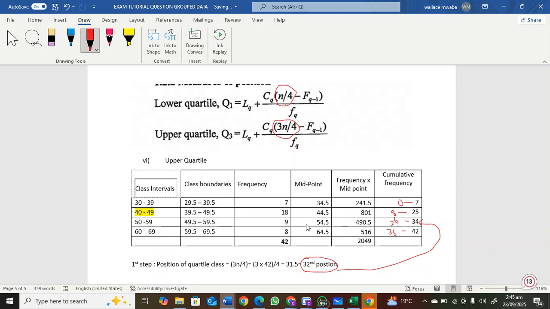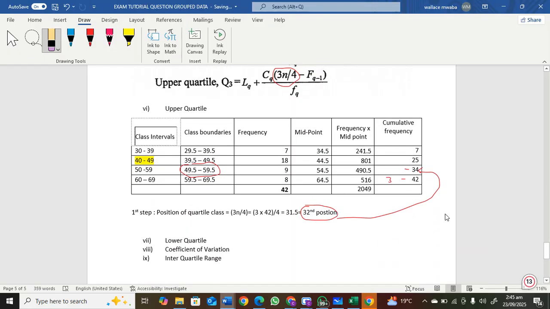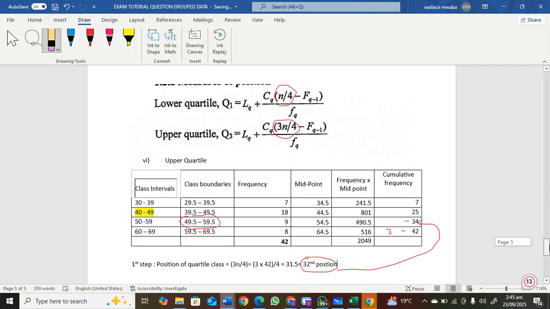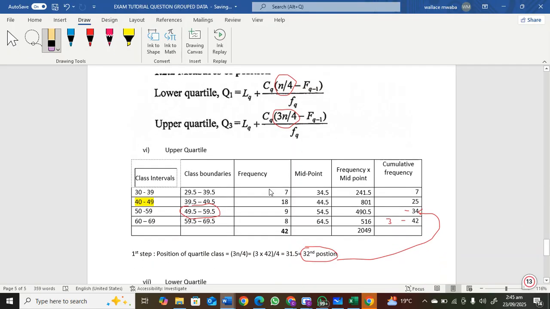Which is 49.5 to 59.5. That's the position of our upper quartile class. And then everything is just the same as with the median. We find out the lower class boundary for the upper quartile class, the lower class boundary is 49.5.